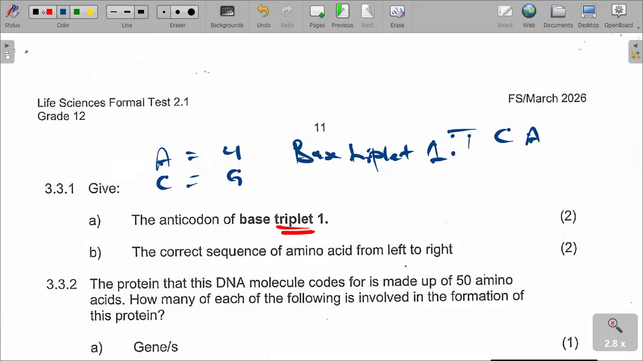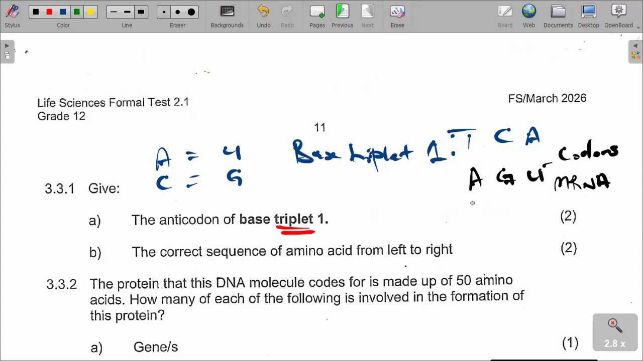the mRNA, the way I have already worked out. We said it must give us our mRNA, which is AGU. These are the codons. And then for the anticodons, we must bring the tRNA.